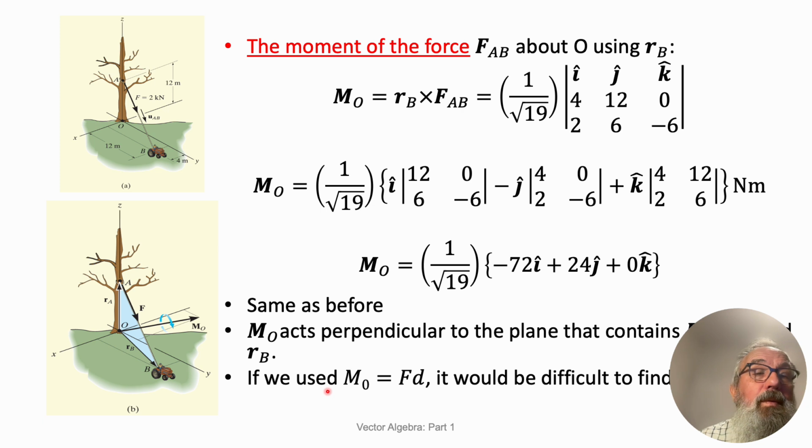If we were to say, well, don't really trust that, let me calculate this moment being the force times the normal direction, well, it would actually be quite difficult to calculate that distance d. So it's a great benefit with vector calculations that we don't need to calculate this normal, the distance at right angles from the point of action to the line parallel to the plane, to the force.